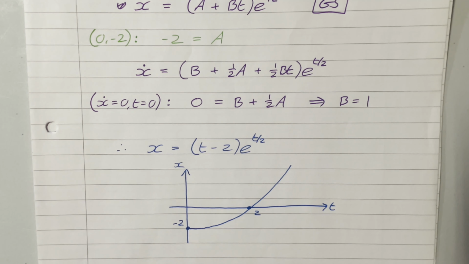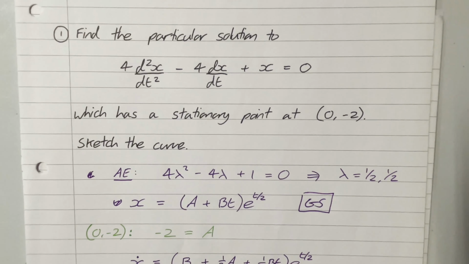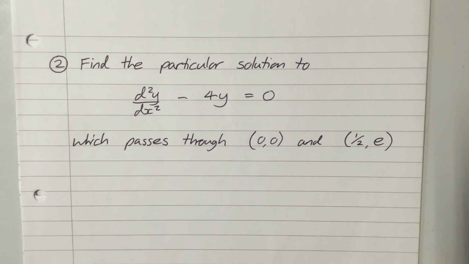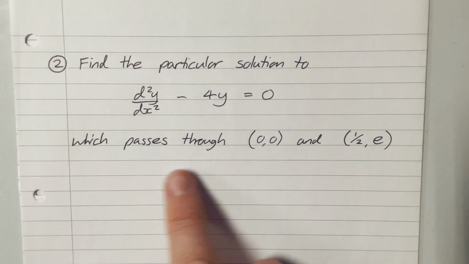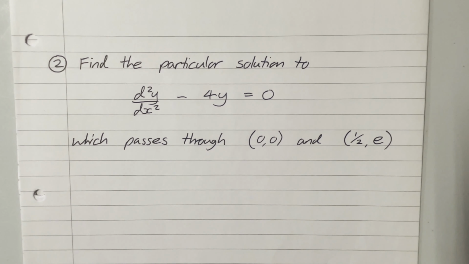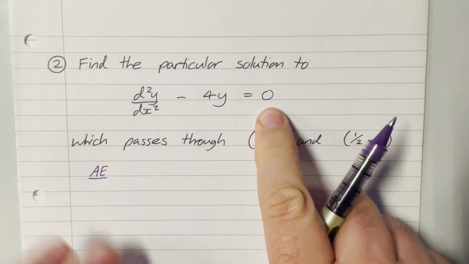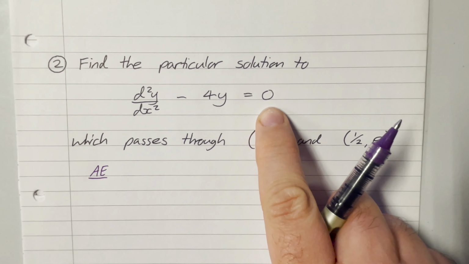Okay, right, so that was example number 1. Example number 2. Find the particular solution to this differential equation, which passes through (0, 0) and (1/2, e). Okay, so first thing we need to do is write the auxiliary equation. Again, this is a homogeneous one because it equals 0, so we don't need the complementary function, particular integral bit for this one.